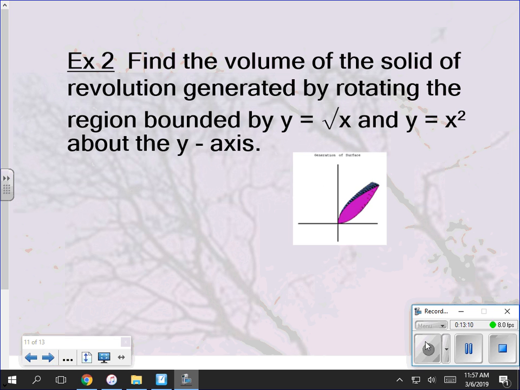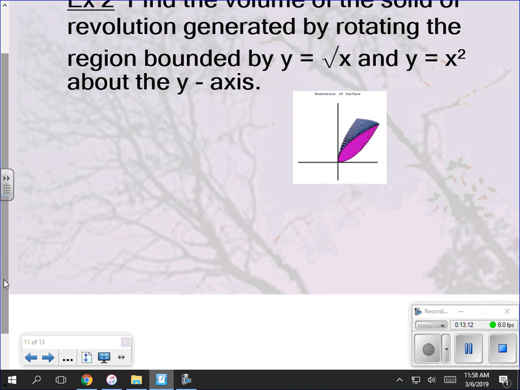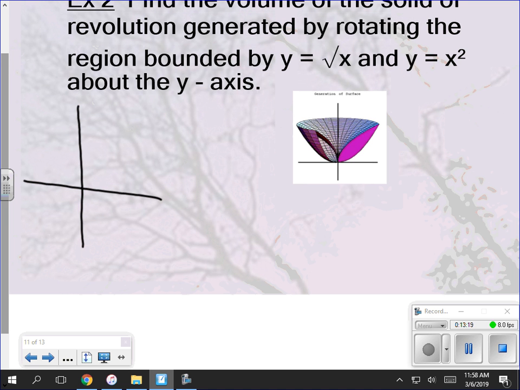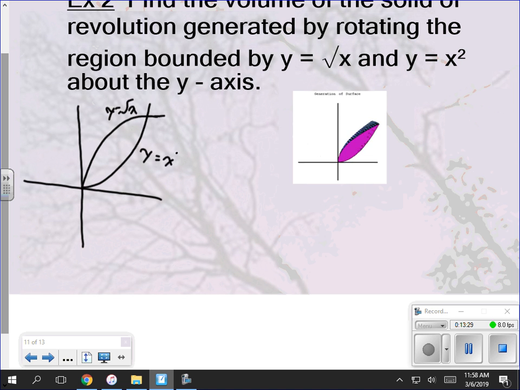Okay, so let's do the setup on this one. So I have x-axis, y-axis, square root of x, x squared. Y equals square root of x, y equals x squared. My points of intersection, the origin, and the point 1, 1, which is really kind of nice. Okay, makes it easy. Nice equations to work with.